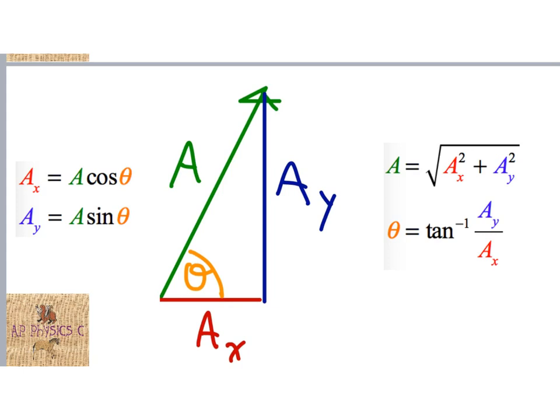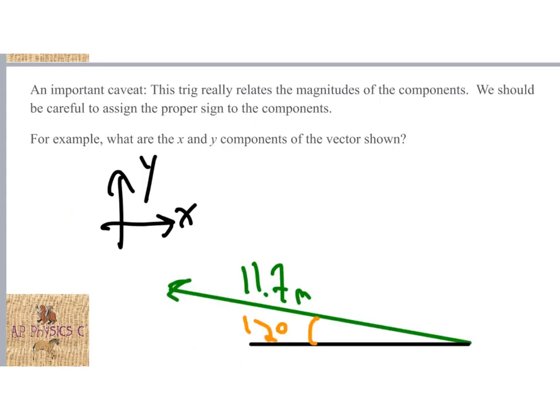You have to look at that and make sure it's pointing the right way. I find that that's probably the easiest: pretend all things are positive, just do triangle trig on it, and then impose the sign or the angle at the end according to your physical circumstance. So a reminder, here's the caveat. Trig really relates to the magnitudes of the components, so we have to be careful to assign the proper sign to the components. As an example, what would the x and y components of this vector be?